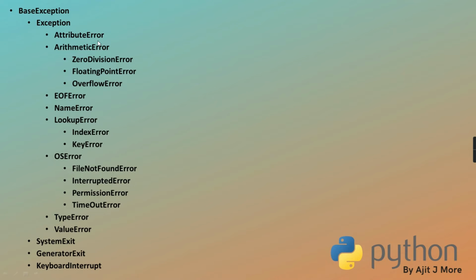Then from Exception, there is AttributeError, ArithmeticError, EOFError, NameError. All these are there. TypeError, ValueError. Okay. From ArithmeticError, there is ZeroDivisionError, FloatingPointError, OverflowError, right? Like OSError, these are a few. So these are the listed ones. There are many more, but the commonly occurring ones I have listed here, right? Okay, so these are the different exception classes.